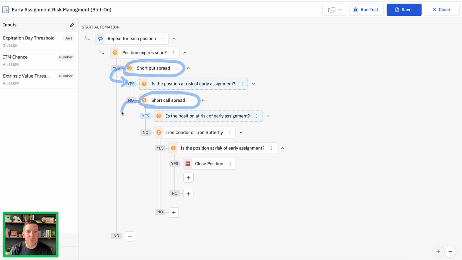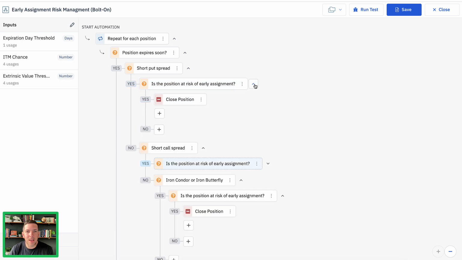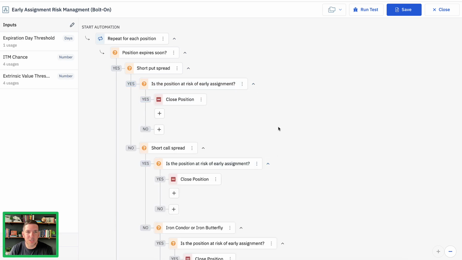If the answer to that question is yes, then it will evaluate a short call spread. And if it's not a short call spread, it'll ask, is it an iron condor or an iron butterfly? And if the answer is yes, then it evaluates that as an iron condor or iron butterfly. The reason that it's broken up like this is because those actually are different types of evaluation that you have to do for these positions. So let me go through an example so you understand.